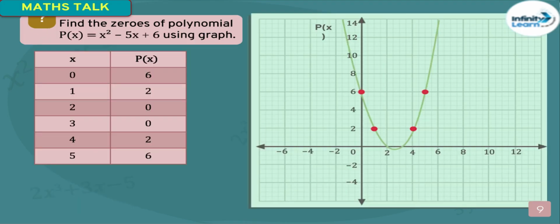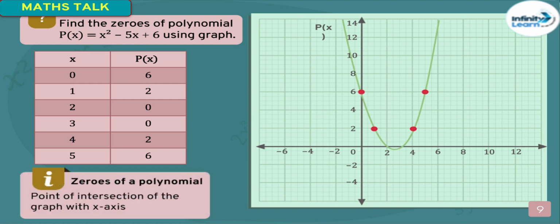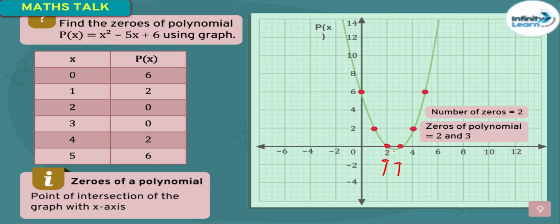Find the zeros of the polynomial by using the graph. On the screen देखो ध्यान से. The point of intersection of the graph with the x-axis. Number of zeros are 2, that is 2 and 3. Have you seen it is intersecting at 2 and intersecting at 3? So when the value of x is 2, we are getting the value of polynomial 0. When the value of x is 3, we are getting the value of polynomial 0. So how many zeros are there for that particular polynomial? There are only 2 zeros.